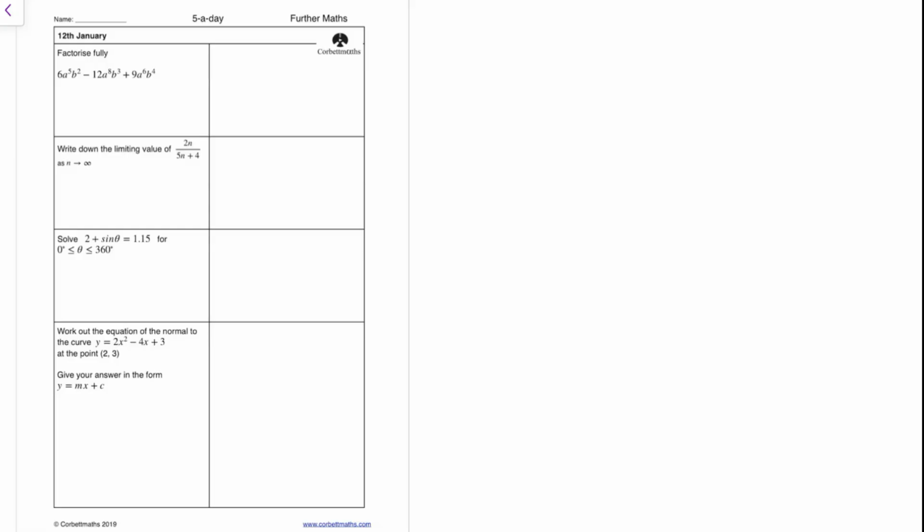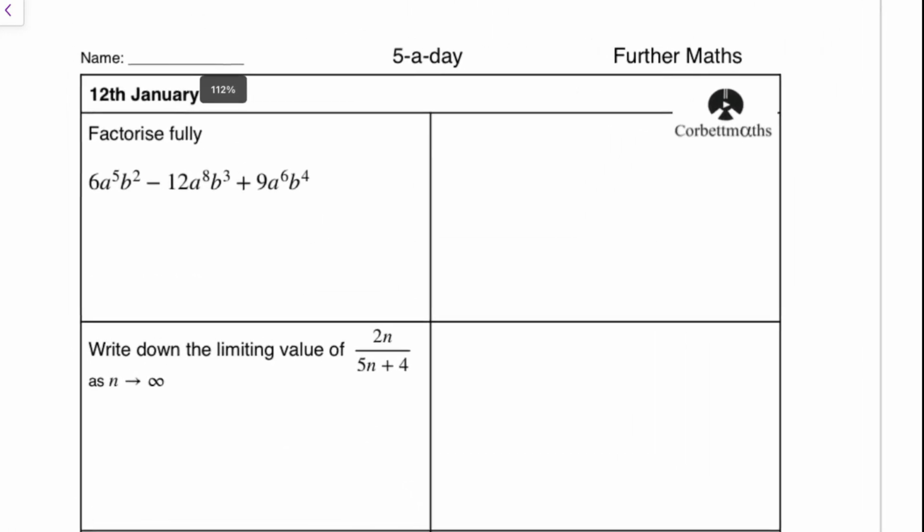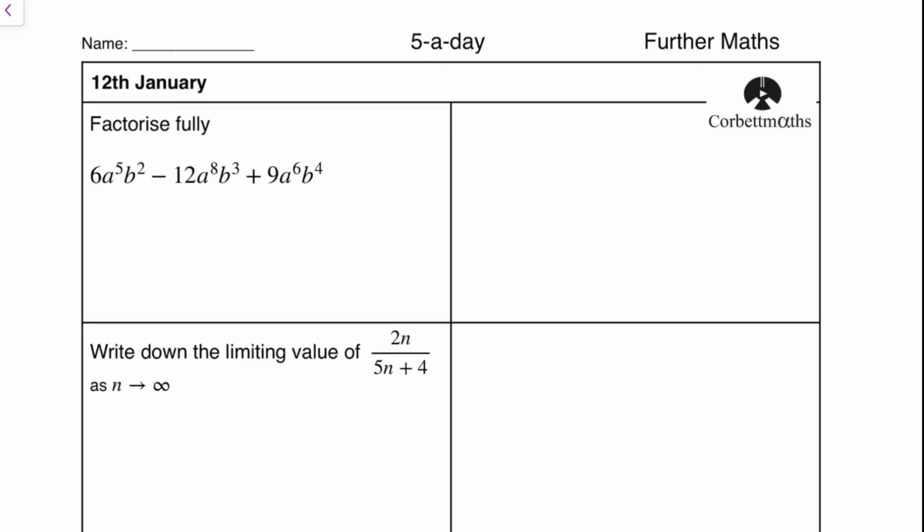So further maths 5 a day. Well, there only appears to be 4 questions today, but never mind. Further maths 5 a day, and first question coming up. Okay, so it's a factorise fully question. Now the word fully is quite important here, and often a bit of a clue that there's something to the question, because often people half factorise, or by definition don't fully factorise, so be careful.